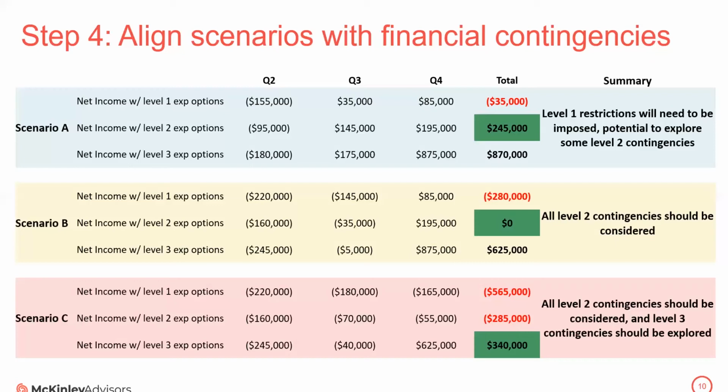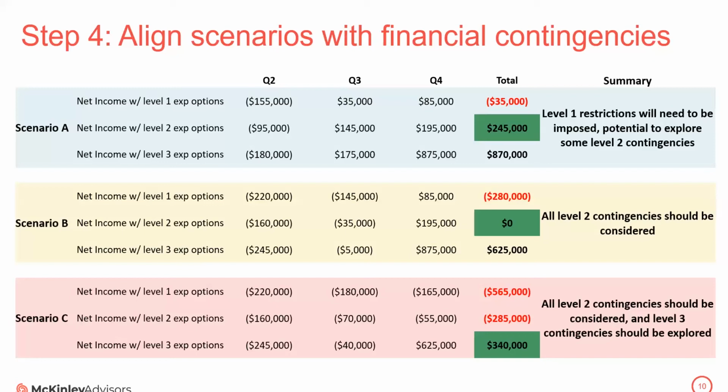But if we look at scenario B here, this is the yellow shading. You can see that by implementing all of level 2 expense reduction scenarios, that gets you to break even net income. And then finally, scenario C, which again is the worst case, if we implemented all of level 2 contingencies, you'd still be in the red, but by implementing level 3, you get back into the black. So again, you're probably fine implementing just some of level 3 contingencies, but again, it's up to whatever the goal that you've kind of laid out ahead of time to determine which of these 3 options you find to be tolerable.